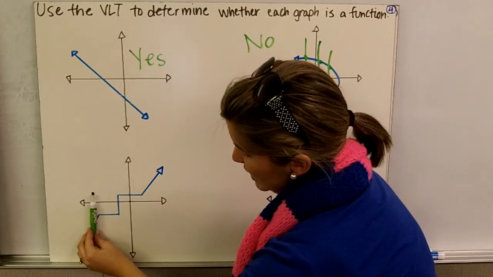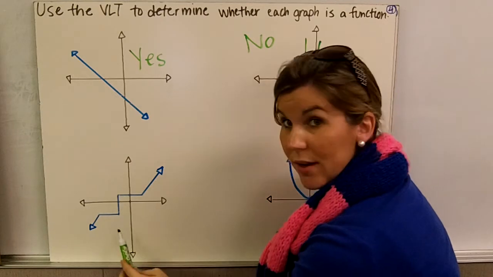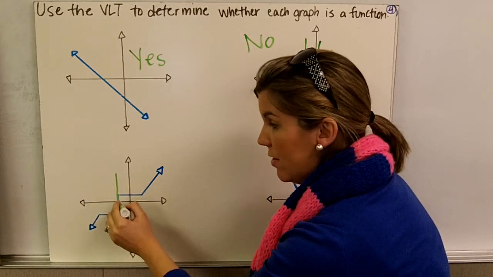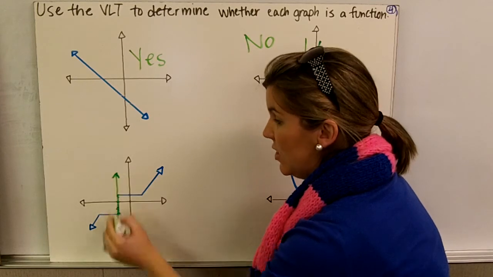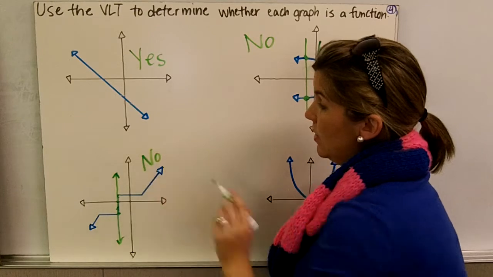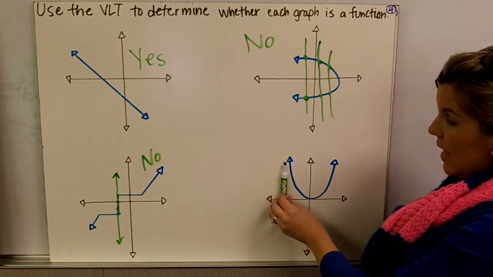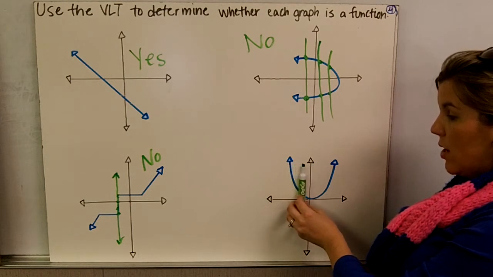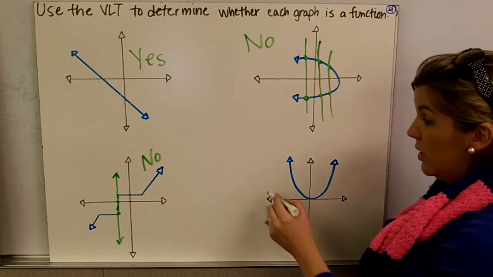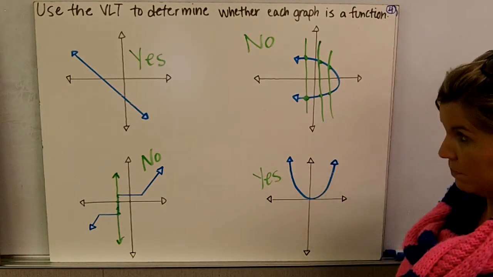Here, it's passing, passing, but when I get to this vertical line, I can see it's touching there and there and there and there, more than one point at a time. That vertical line means that this is not a function. All right, vertical line test again. Slide your pencil all the way across the graph. This one passes the vertical line test. So yes, this is a function.